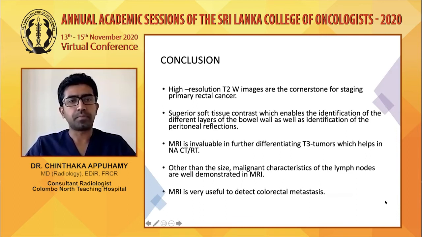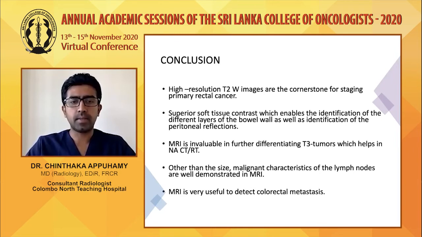In conclusion, high-resolution T2 weighted images are the cornerstone for staging of primary rectal cancer. Superior soft tissue contrast enables the identification of the different layers of the bowel wall, as well as identification of the peritoneal reflections. MRI is invaluable in further differentiating T3 tumors, which helps in neoadjuvant chemoradiation.